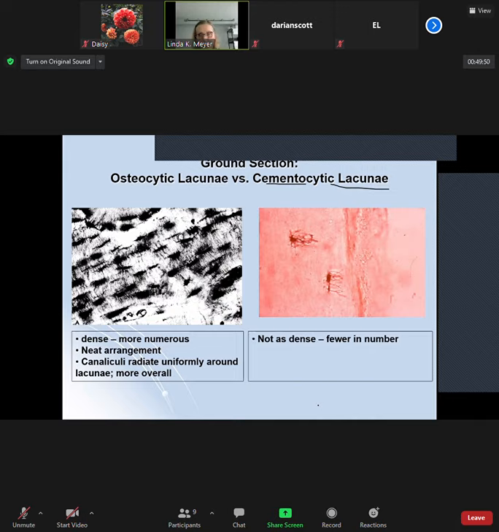In addition, they tend to be more scattered. These aren't really lined up. Here's one here, one here. They're not lined up in rows as neatly.